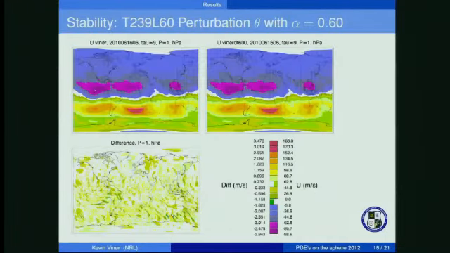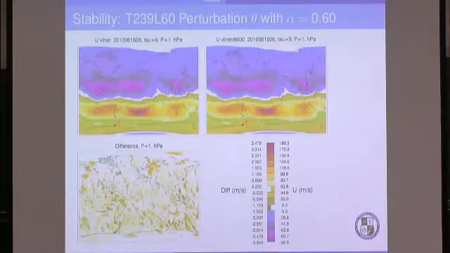If we go to the perturbation case with alpha equals 0.6, here's the time step of 360, here's a time step of 600 seconds, and here's the difference. The differences are plus or minus 4 meters per second, which has been attributed to a stochastic gravity wave drag scheme. So it definitely worked in terms of stability, and I'm very happy with that difference.